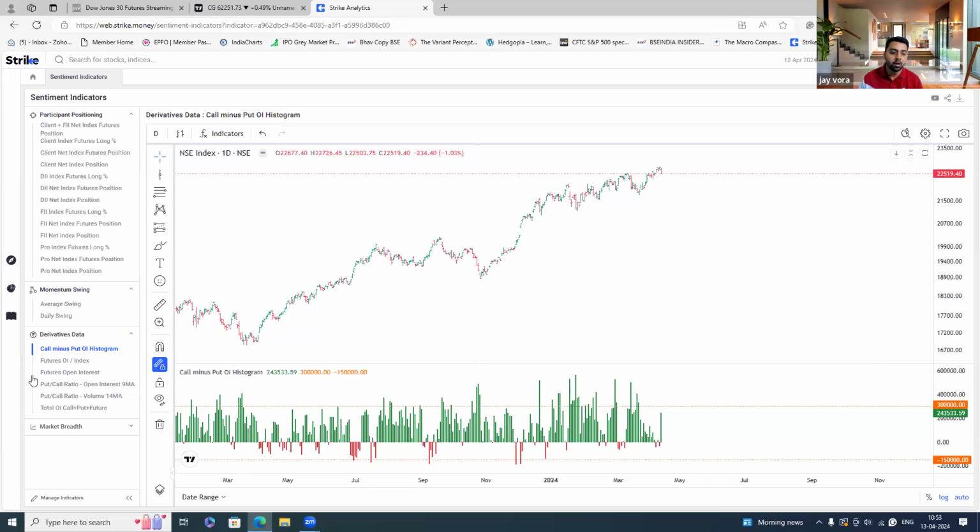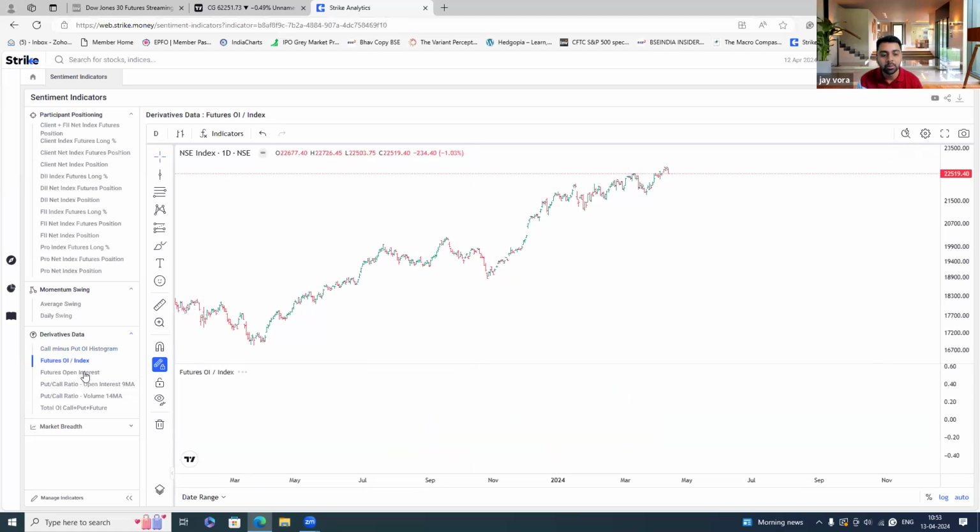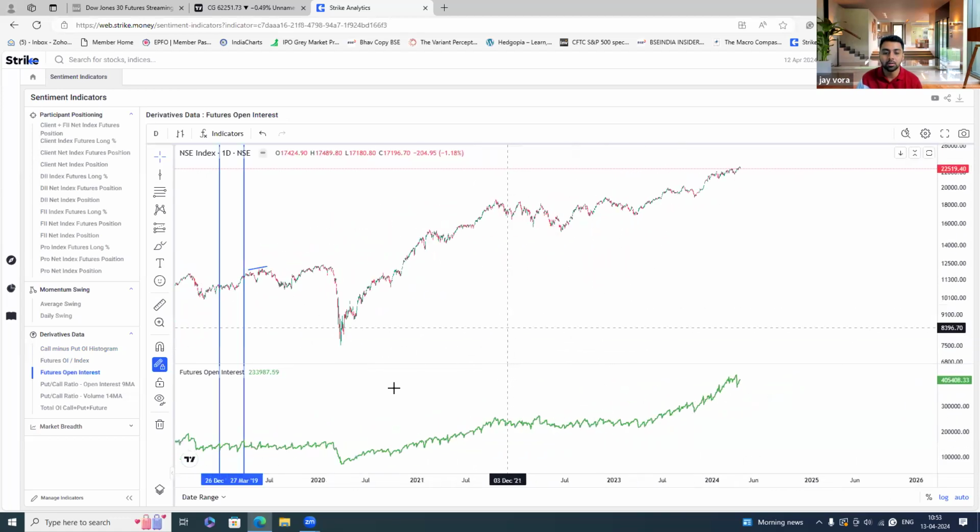Now I will come to the futures OI by index in a while, because it is very important to discuss its implication. That's where I will try to combine it with the other indicator, which is relevant from a long-term perspective. Futures OI by index is helpful from a very long-term perspective to understand major tops and bottoms. So for that, I will combine it with the volume put call ratio, which is plotted with the 14-day average.